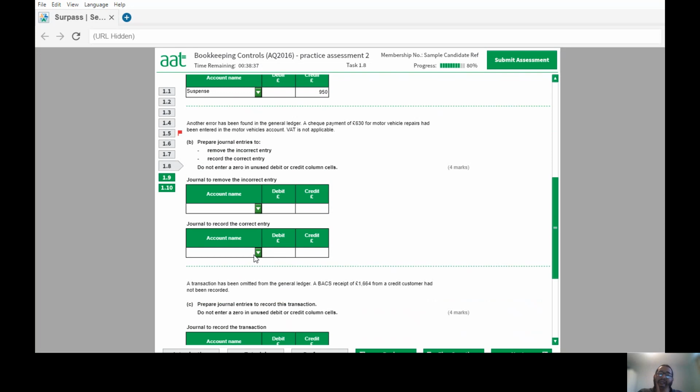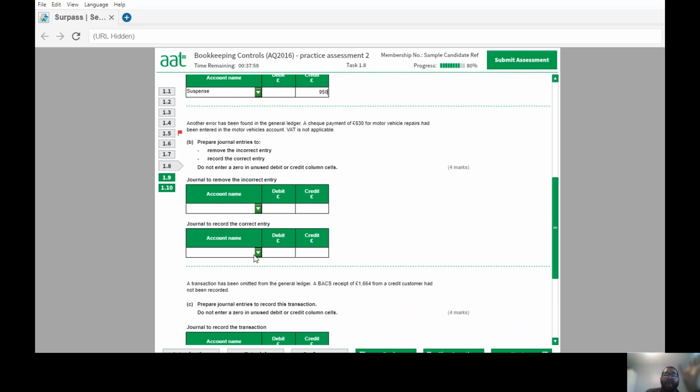Next one, another error has been found in the general ledger. A cheque payment for £630 for motor vehicle repairs had been entered in the motor vehicles account. So what we now have to remember is that this entry is an error of commission. We were supposed to enter this on an expense account, but we entered it into the asset account. So how was the entry? One of them is going to be the expense account, debit, bank, credit. The credit side is correct, but the debit side is in the wrong account.